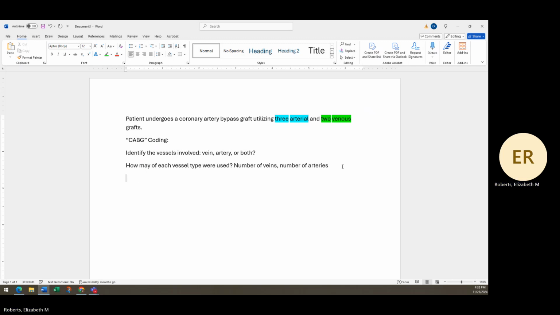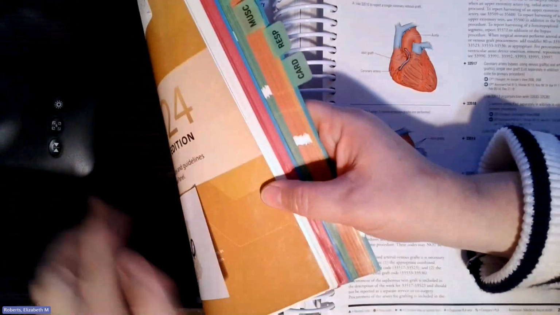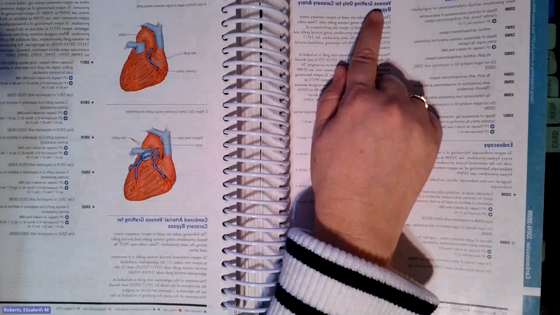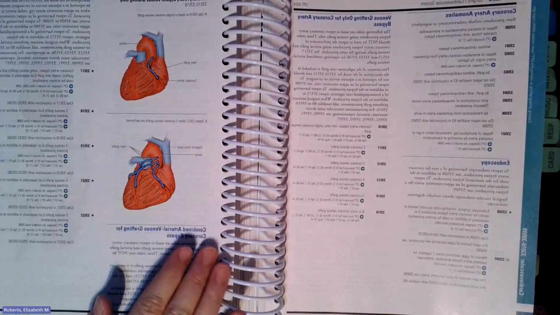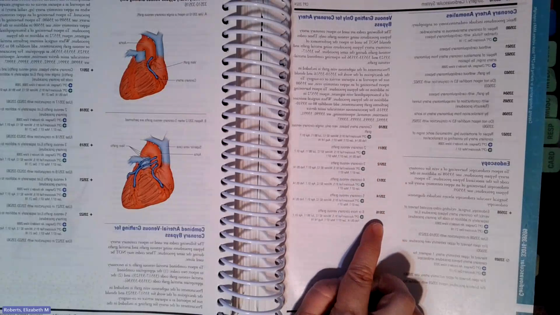I'm going to start sharing my camera again so that you can see my book. It likes to go backwards, so I apologize for that. If we're looking in our CPT code book on page 258, venous only grafts. Here we have venous grafting only for coronary artery bypass. So that's if all we used was veins. The codes start at 33510 to 33516.